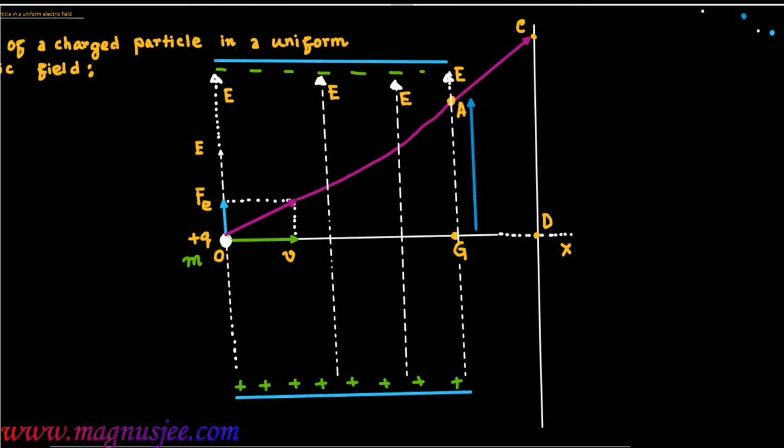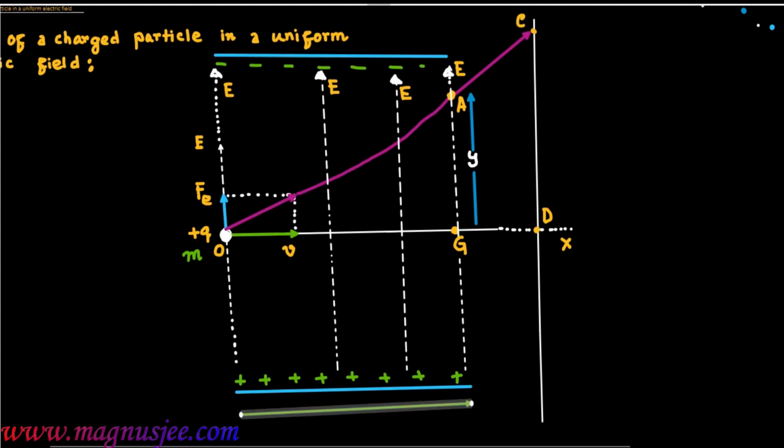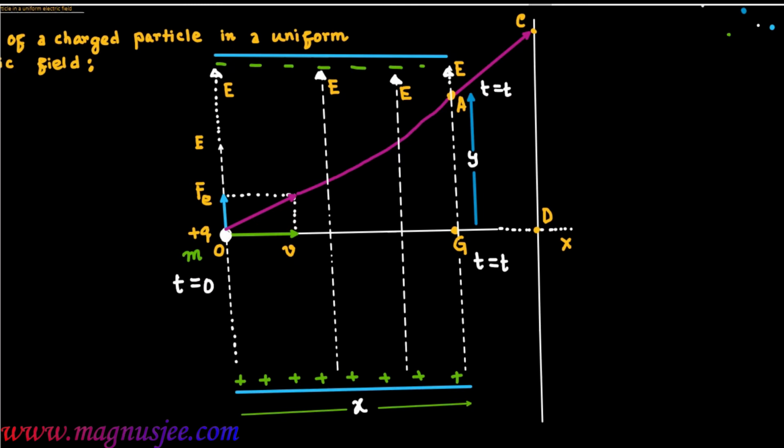So this displacement of the charged particle in the direction of electric field is Y. When the charged particle reaches the point A from O, displacement of the charged particle in the direction of electric field will be Y, and the displacement of the charged particle in the direction of OX will be X. At the point O, time t is equal to 0. At the point A, time t is equal to t second. That means after time t, the charged particle reaches the point A from the point O.